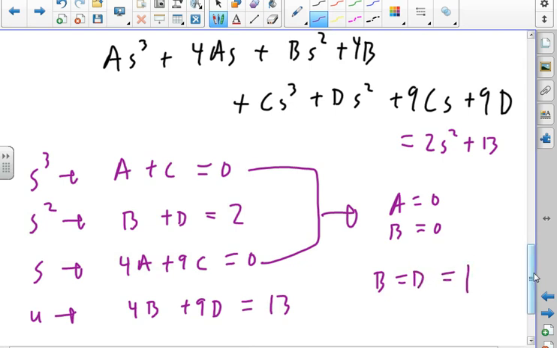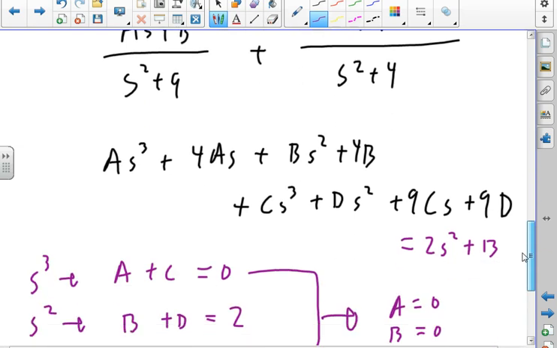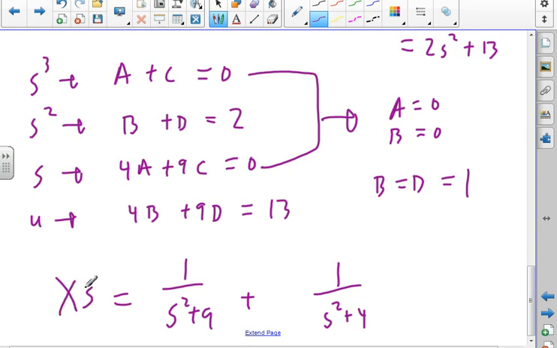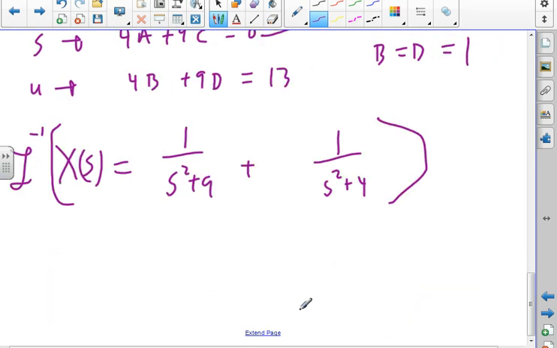Okay, so that being the case, I have 1 over s squared plus 9 plus 1 over s squared plus 4 as my X of s. And now I do an inverse Laplace transform on that. And I say, well, I need a 3 on top, don't I? Yeah, I need a 3 on top. So this is going to be 1/3 sine 3t plus 1/2 cosine 3t is my f of t.